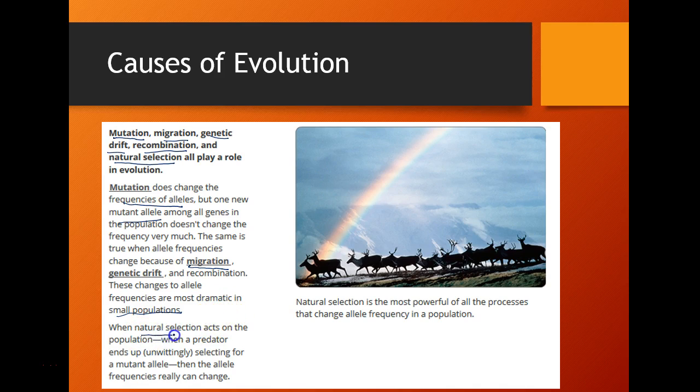When natural selection acts on a population, for example, when a predator ends up selecting for a mutant allele, then the allele frequencies really can change. And so what this means is when one organism is favored over another based on the demands of the environment, then definitely we can see an overall shift in the population. So natural selection is considered one of the most powerful ways that an allele frequency can change, one that we can actually observe.